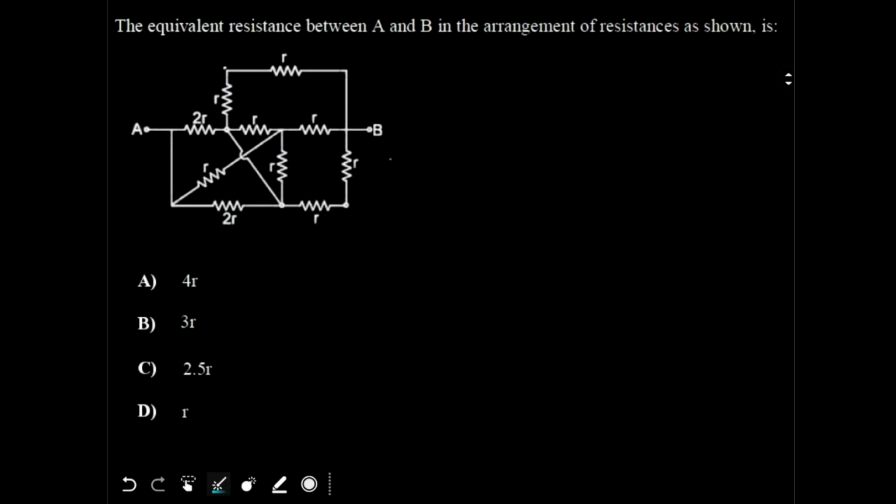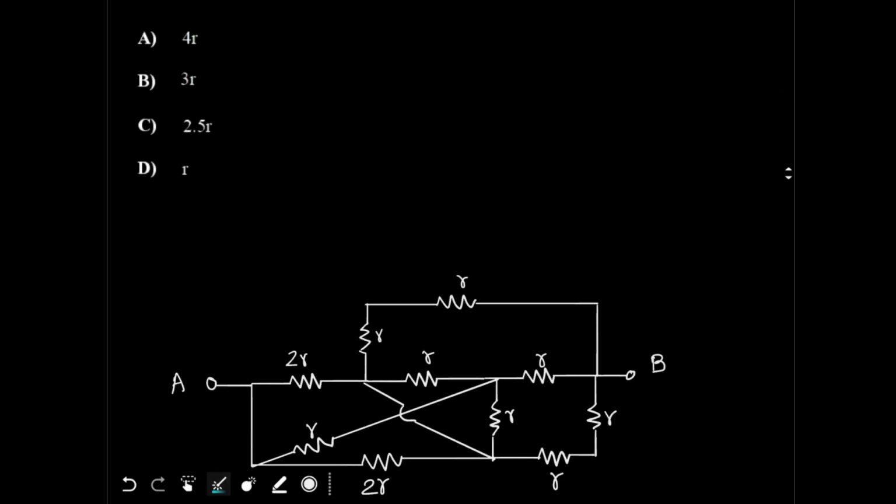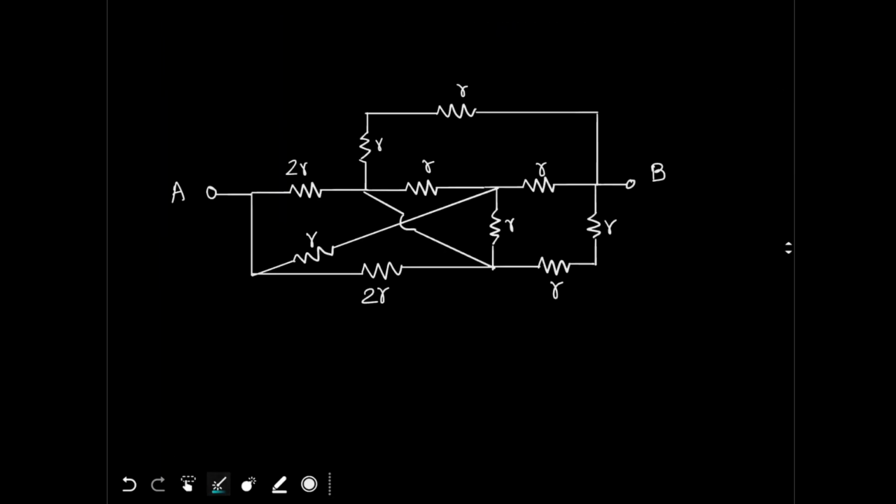See, first of all, the one thing that we always try to observe is find all the combinations which are in series or in parallel, and try to combine them. That makes your circuit easier. So that's what we'll try to do. I have redrawn the circuit over here.